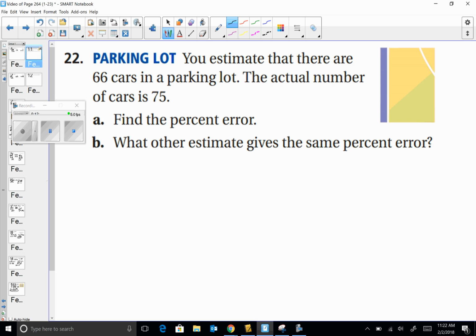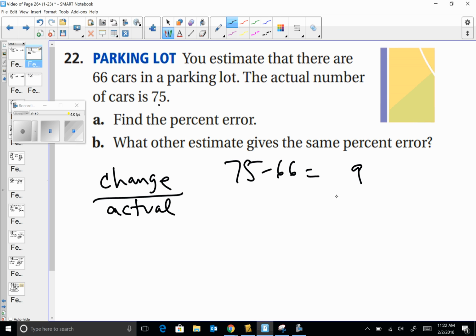All right, second to last one, 22. You estimate that there are 66 cars in a parking lot. The actual number is 75. Find your percent of error. So remember, that's your change over actual. All right, so 66 to 75. When I do 75 minus 66, I get 9. The actual number was 75, so we're going to divide 9 divided by 75, and we get 0.12, which we know is 12% error.